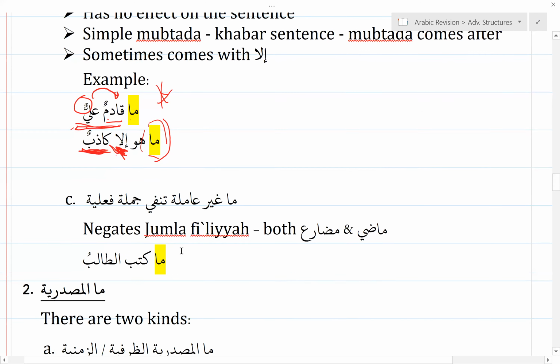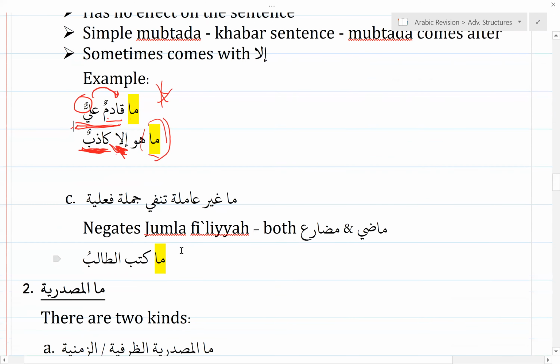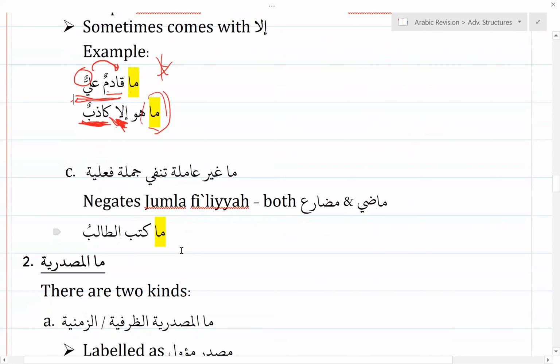Okay. Good. So those are two. So we go to the last one, the last kind of ma of negation. This is ma ghair amila. This is a ma that doesn't have a job. So the first two have a job. One does the job, the other one neglects the job. But the third one doesn't have a job. And this one comes with jumla fi'aliyah. So it only negates jumla fi'aliyah.